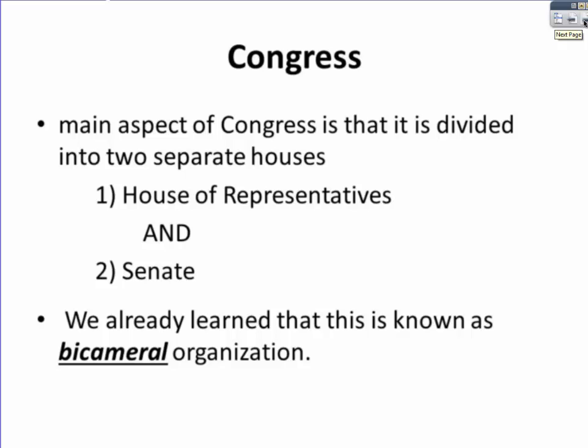So the main aspect of Congress is that it is divided into two separate houses, the House of Representatives and the Senate. We've already learned that this is known as bicameral organization. I've bolded, italicized, and underlined and will now circle how important that term is to know. Also, how you can simply split it by two.